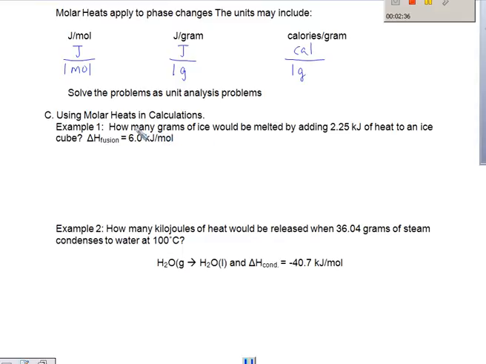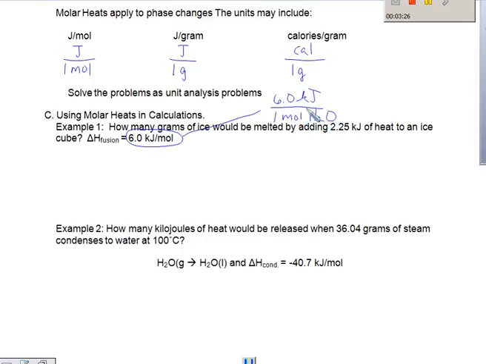So let's take a look at this first question. How many grams of ice would be melted by adding 2.25 kilojoules of heat to an ice cube? And it tells us that delta H of fusion is 6.0 kilojoules per mole. This is a conversion factor that we're going to use. When you see this, I want you to think of it as a conversion factor. So think of this as 6.0 kilojoules, specifically for 1 mole of H2O.